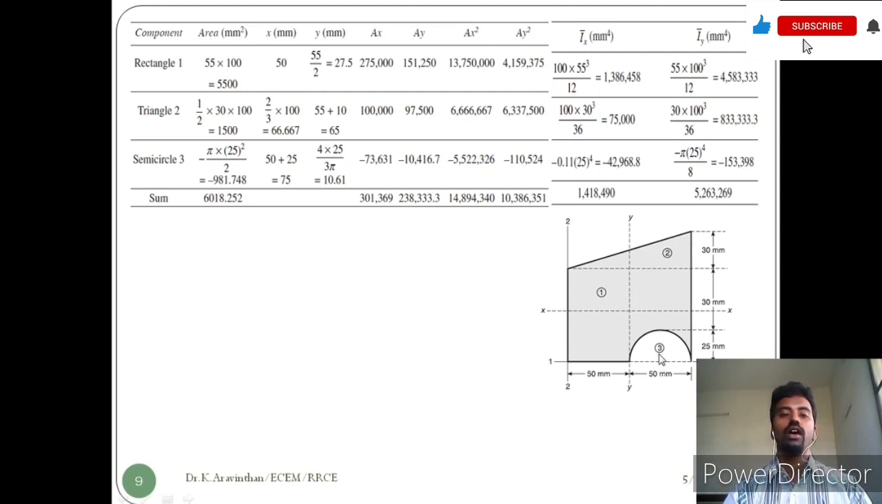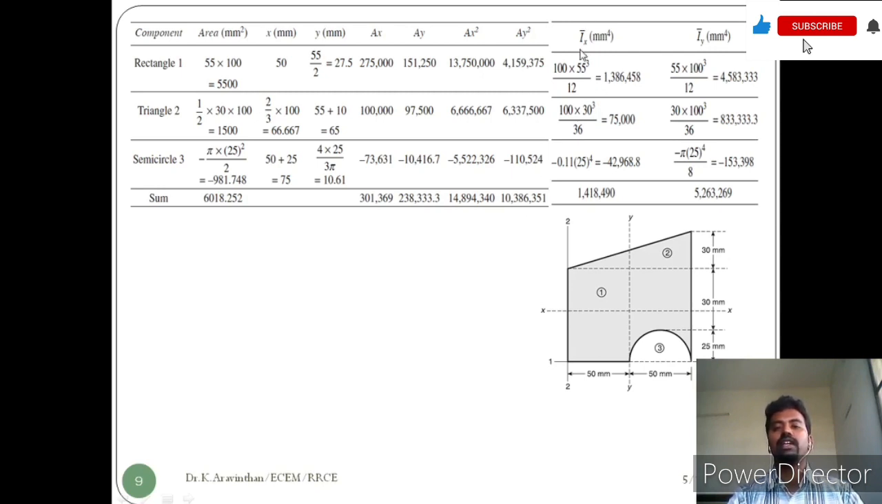And at last, for this half circle, if you want to find the y distance, that is 4r divided by 3 pi. So r here is 25, and if you substitute this, you will get the y distance of the third component. After that, let us compute area into x and area into y, and next area into x square and area into y square. Let us find this and keep it along with this.